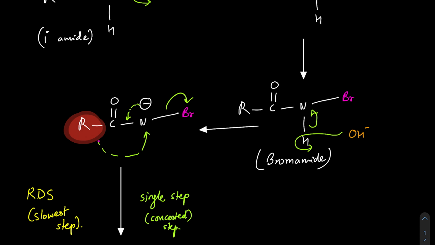Now please remember, if R is chiral, the migration is going to leave no chance to flip it, so its configuration remains unchanged.